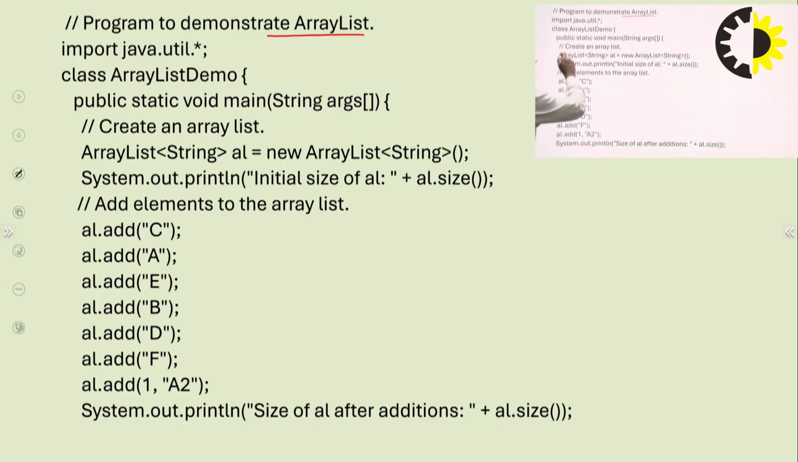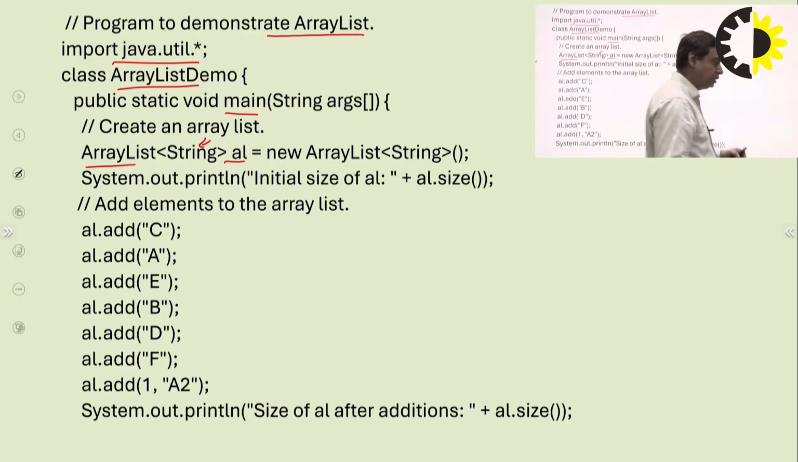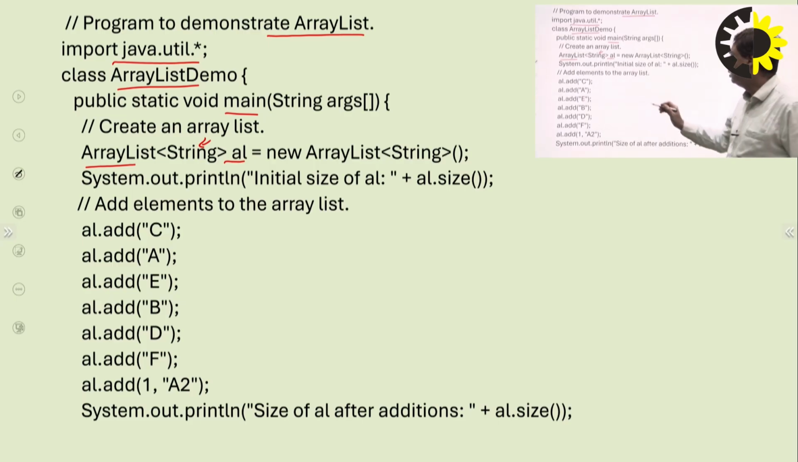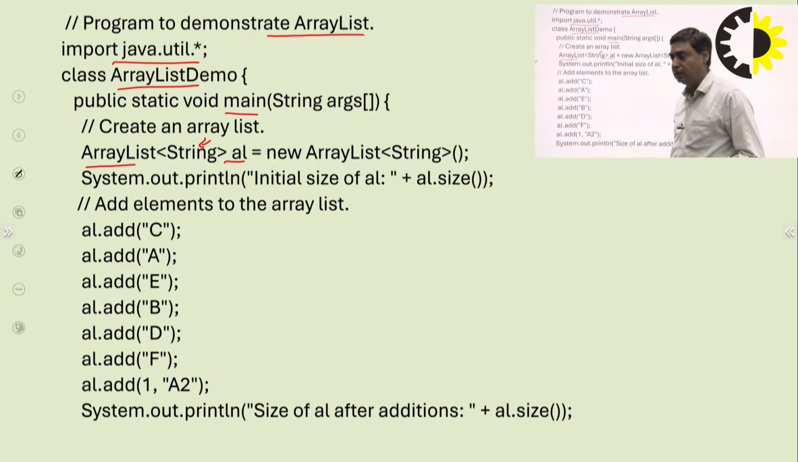First of all, import java.util.*, because it is the package that has the set of collection classes. Then define a class and the main method. Now this is important: we are going to create the object of the ArrayList. So we have written ArrayList here. Now we have defined the type, which is important. We are going to create an ArrayList of type String, therefore we have given the String type here.